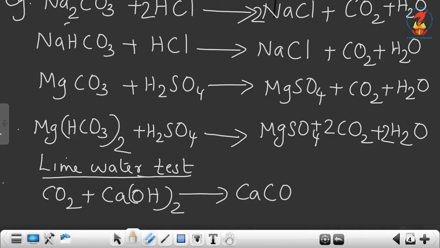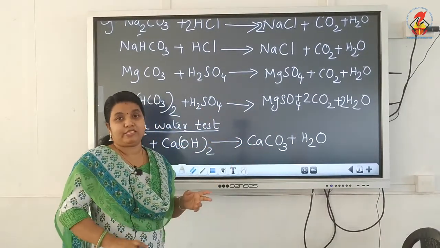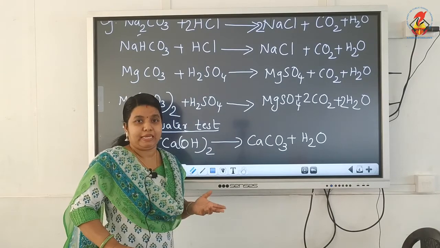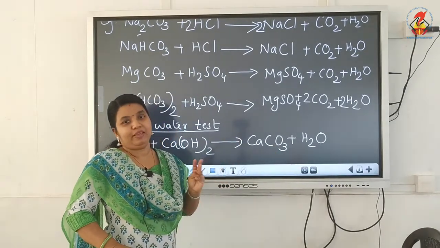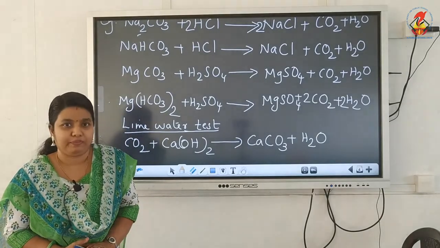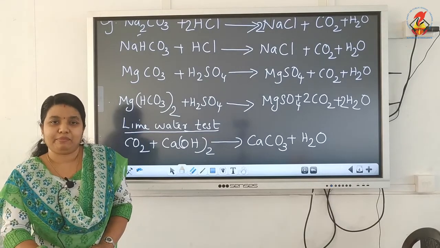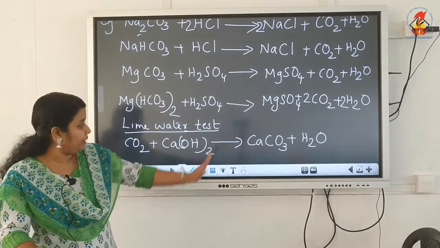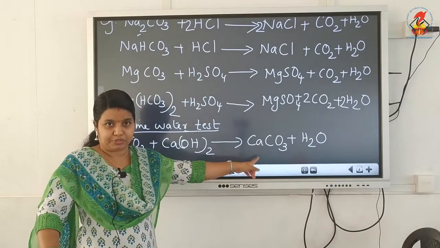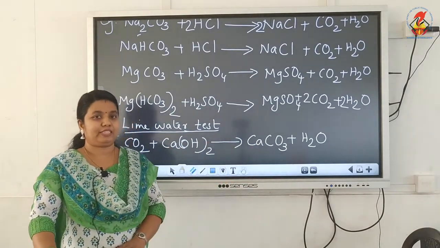If it is carbon dioxide gas, when it is passed through lime water, a milky appearance will be produced. Lime water will become milky due to the formation of calcium carbonate. So the test for carbon dioxide gas is to pass the gas through lime water. If it is carbon dioxide, lime water will turn milky, and the milkiness is due to the formation of calcium carbonate. This is the equation for the reaction between carbon dioxide and lime water. This reaction you have learned in 7th standard.